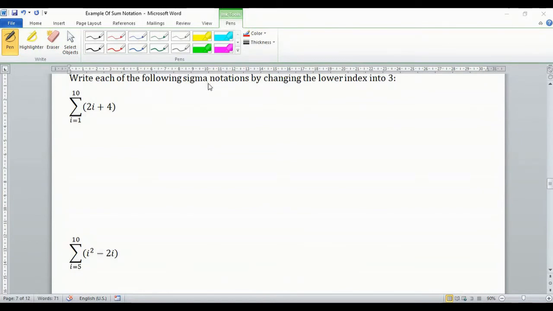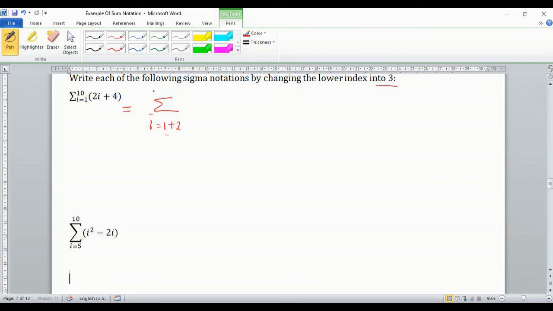Write each of the following in sigma notation by changing the lower index into 3. So from here, they want to change the lower index, which is the i in English. Then we can use the properties. They want to change the index to 3, so we can write i equals 1 plus 2, because the total is 3, and then the upper index 10 plus 2. Why plus 2? Because they have the same adding, plus 2.